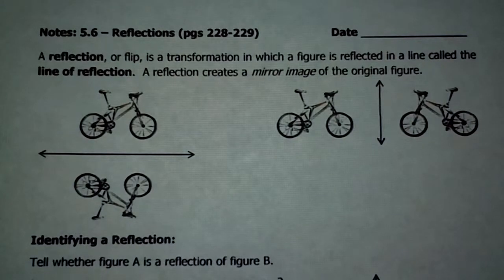Hello, hello. It is time for lesson 5-6, and this is on reflections. A reflection is a type of transformation. It's not a translation. A translation is also a type of transformation. So a reflection, aka flip, is a transformation in which the figure is reflected in a line called the line of reflection. A reflection creates a mirror image of the original figure.